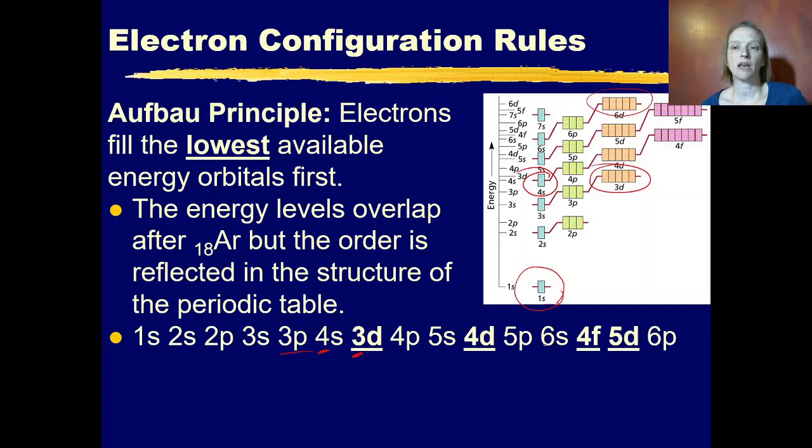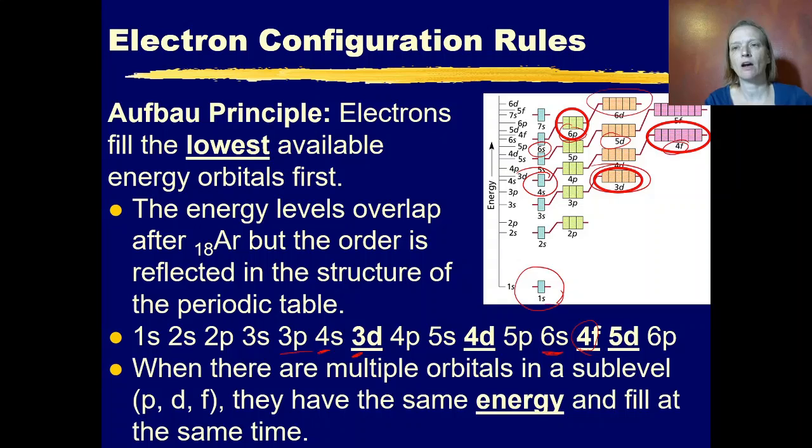And then when we get up really high, when we've got 6s, then we go back to 4f. Notice that the 6s is lower in energy than the 4f. And then the 5d, and then the 6p. This is going to make finding the correct order for energy sublevels a little bit complicated, but there are a few tricks to help you remember the right order to put electrons in, and we'll talk about that momentarily.